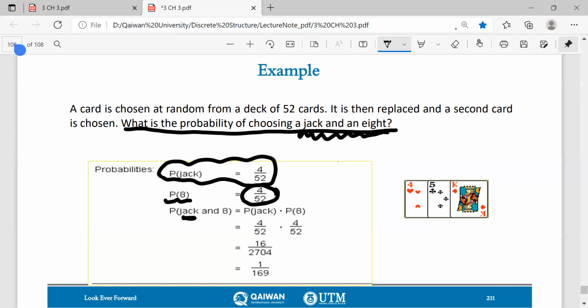Then the probability of a jack and an 8 is the probability of a jack times the probability of an 8. The probability of a jack is 4 over 52 and the probability of an 8 is 4 over 52, which is 16 over 2,704, and we can reduce. It becomes 1 over 169. This is the probability of taking a jack and an 8. For all the other numbers, it's the same, because for each we have 4 in the deck of cards.